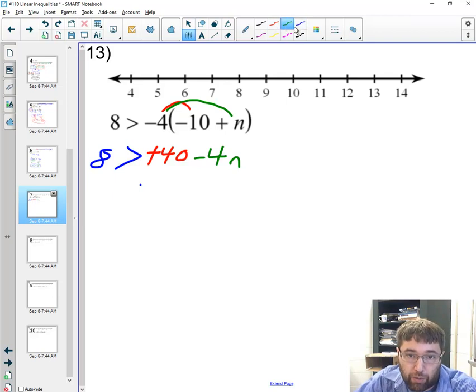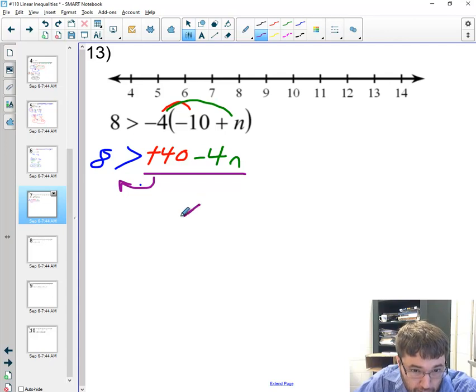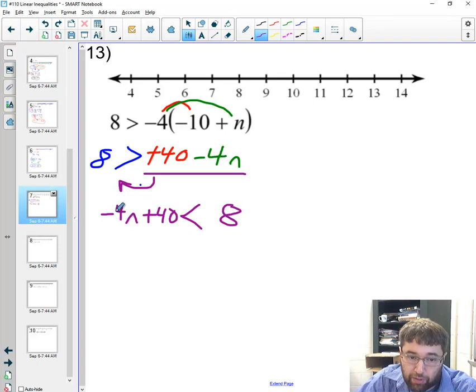Next thing we want to do is we want to flip everything. So everything on the right goes on the left. Everything on the left goes on the right. And I flip the sign. So first thing I want to do is flip the sign. And then rewrite negative 4n plus 40. And then bring over the 8. I like to put the variable first. You don't have to, but it just makes everything easy.